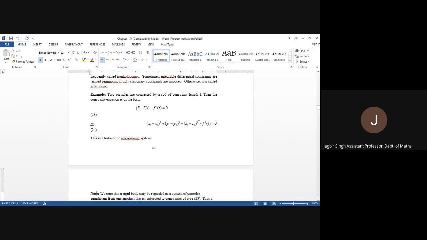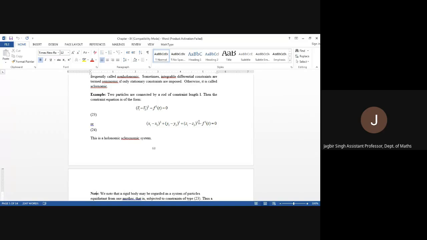I am repeating again. Two particles are there, both joined by a rod. One particle is placed at one end of the rod and the second particle is placed at the second end of the rod. Now it is assumed that the particles are moving freely. But yes, there is one restriction, that the distance between those two particles will be equal to the length of the rod.